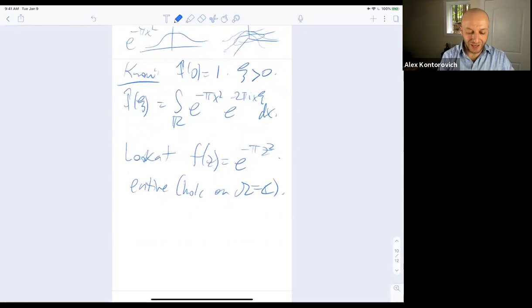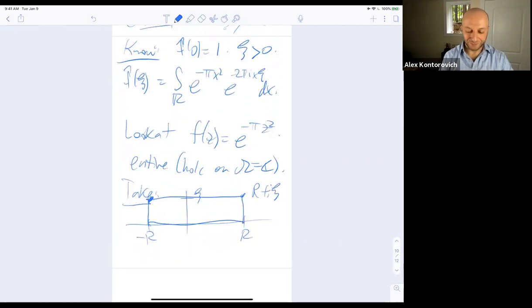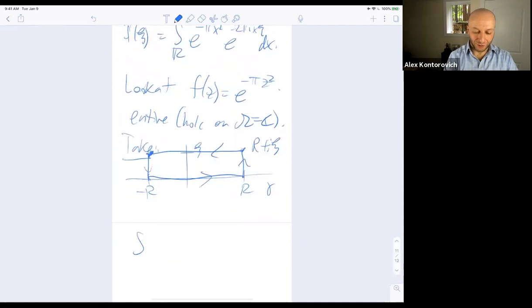And take the contour, take the rectangle, minus r to r. This is xi. This is r plus I xi. And negative r plus I xi. Take this rectangle. Let's call the rectangle gamma, and oriented in the usual way. Right-hand rule. What is the integral over gamma of f dz?